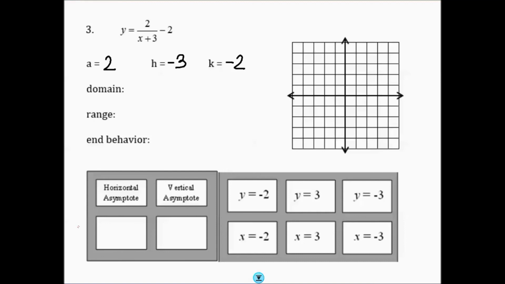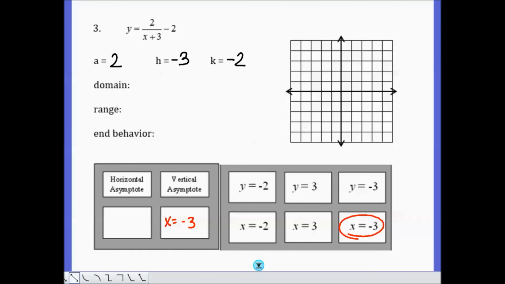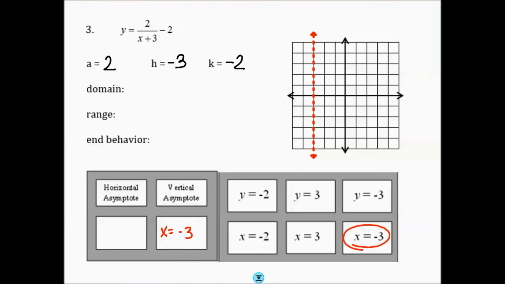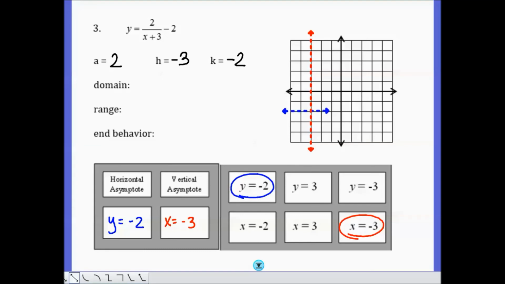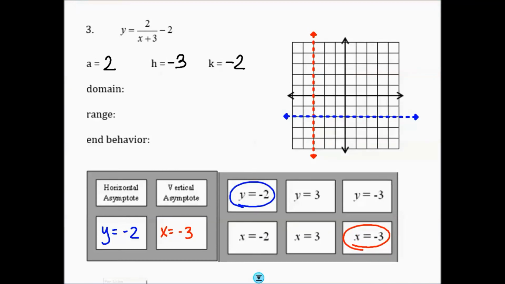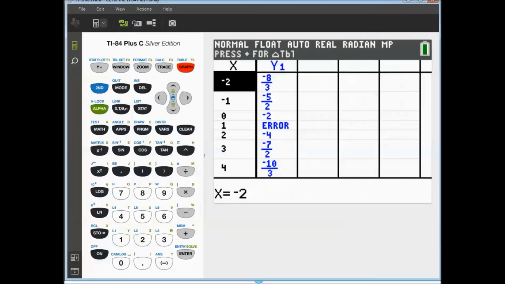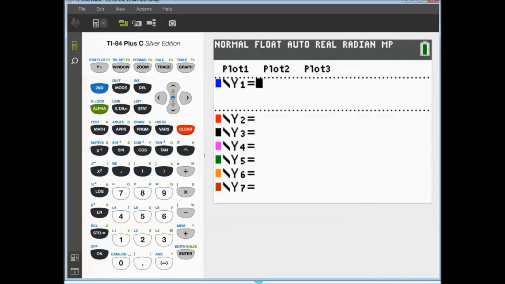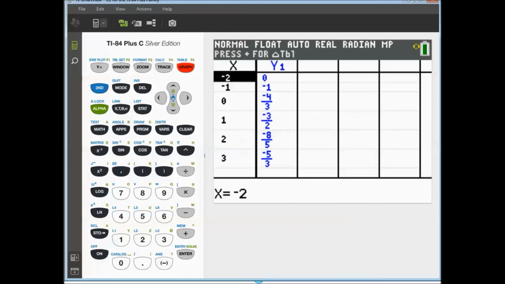So we said that our vertical asymptote is x equals h. So that's x equals negative 3. We can draw that in. Then we said our horizontal asymptote is y equals k. We can draw that on our graph. Then we're going to go to the calculator to fill in the points. So we have y equals 2 over x plus 3, minus 2. If we go to the table, sometimes you have to scroll a little bit.